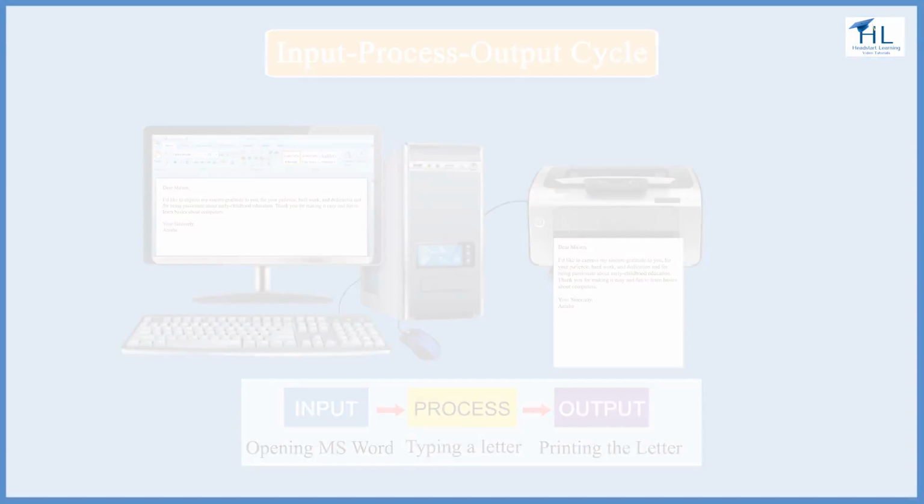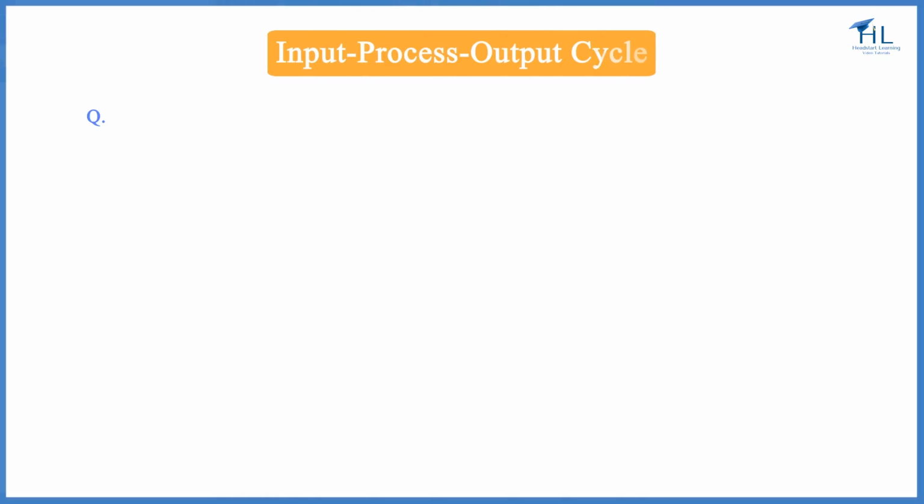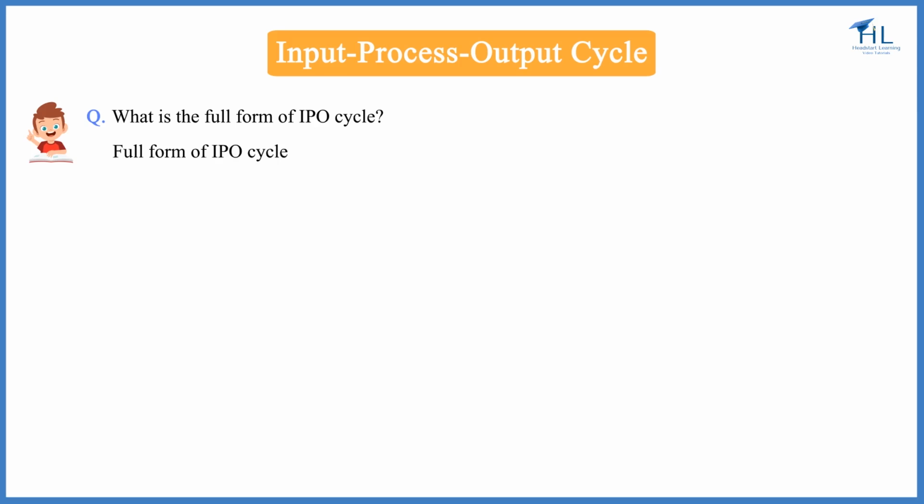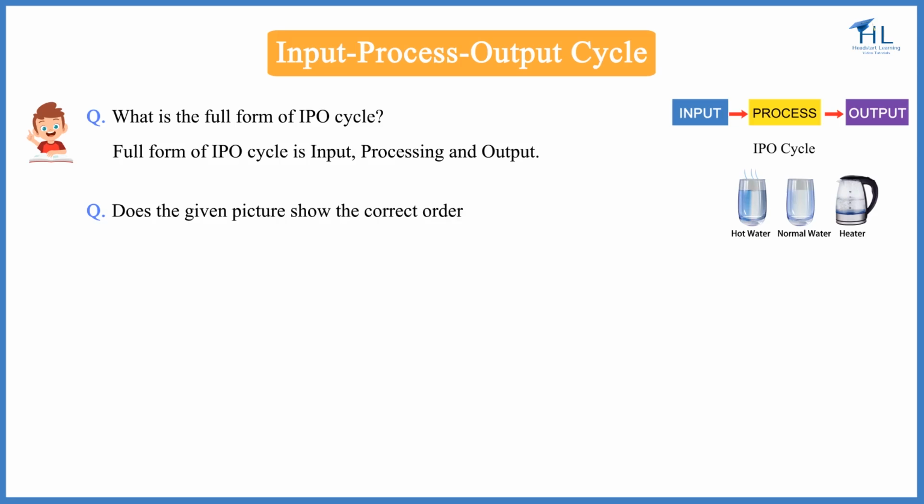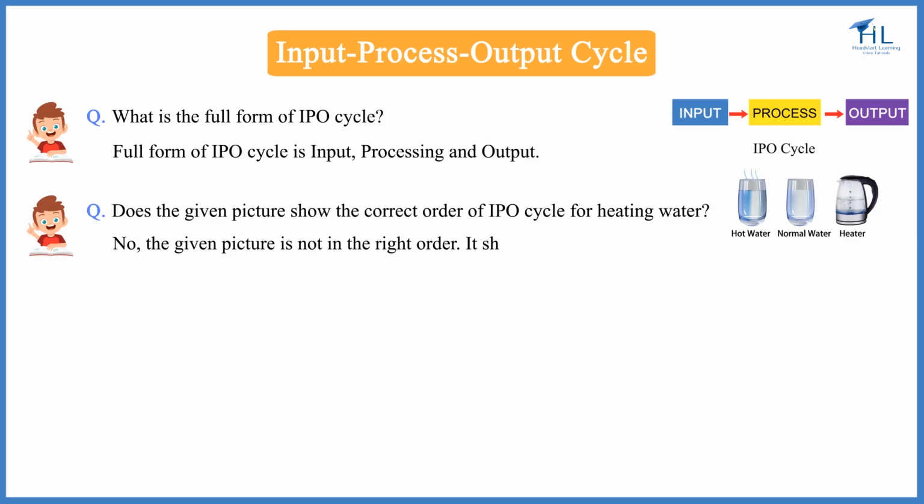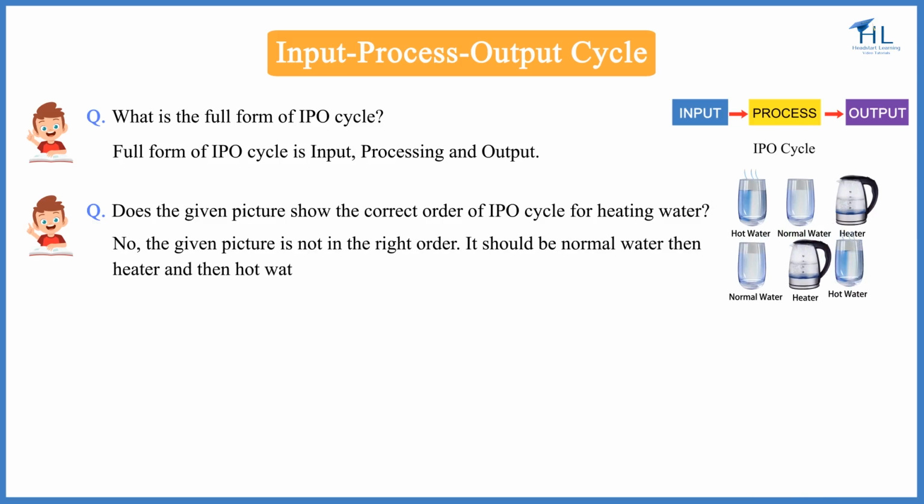Let us now revise what we have learned. What is the full form of IPO cycle? Full form of IPO cycle is input, processing, and output. Does the given picture show the correct order of IPO cycle for heating water? No, the given picture is not in the right order. It should be normal water, then heater, and then hot water.